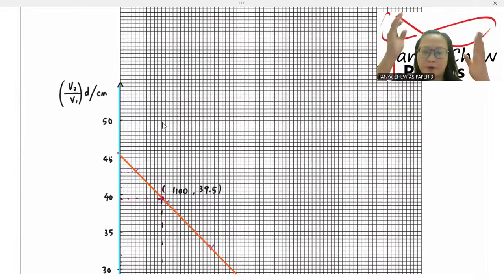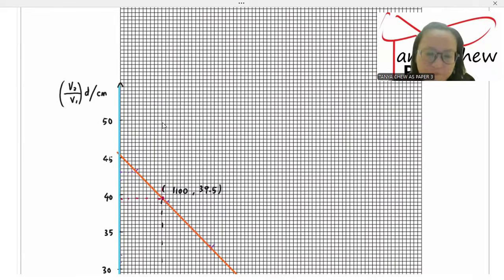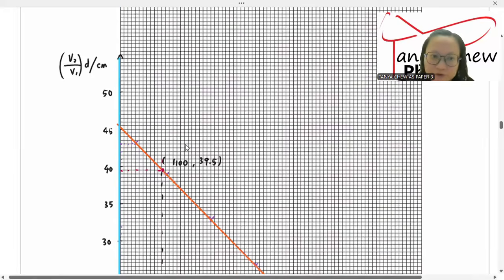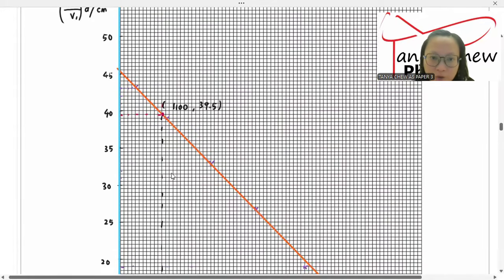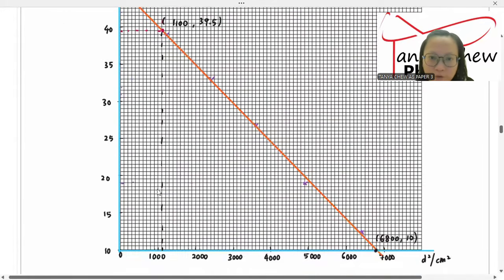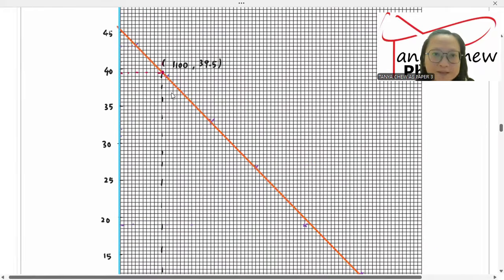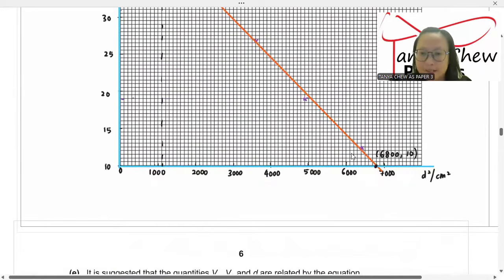Normally the graph paper that they provided you with has 12 boxes vertically, so you need to use at least 6 boxes. Make sure that all your points are scattered around 6 boxes altogether. You see all my points here: 1, 2, 3, 4, 5, 6, and 7 boxes. So I'm safe. On your x-axis, you will be given 8 boxes altogether.